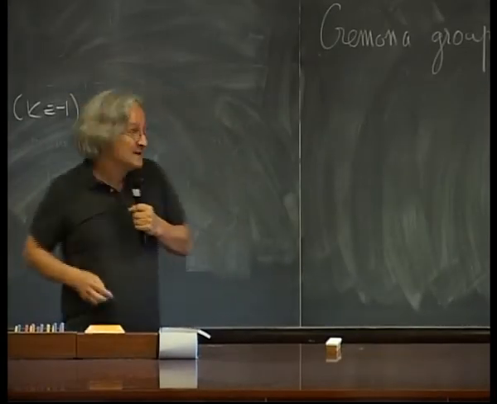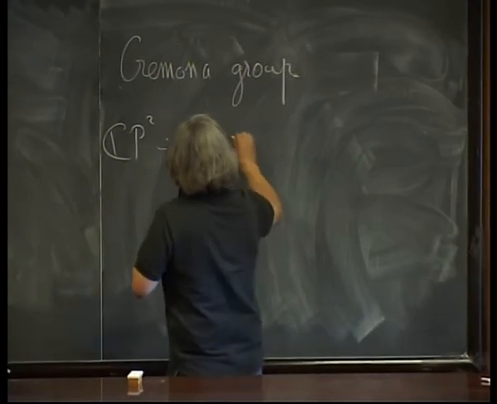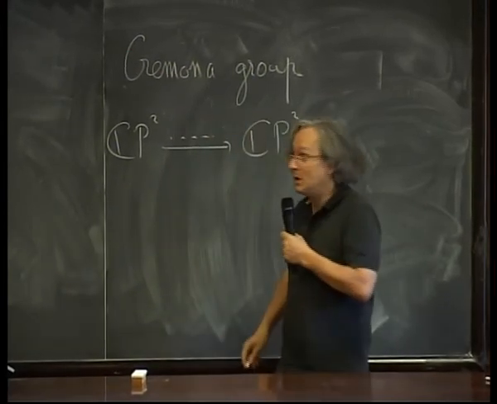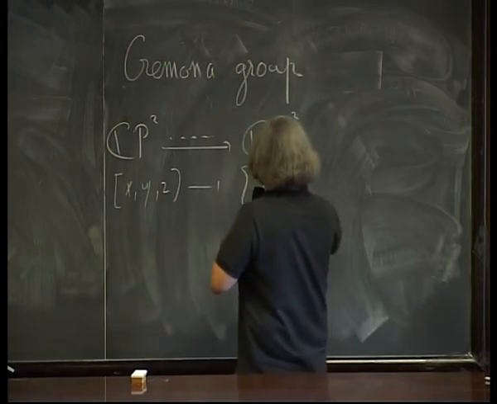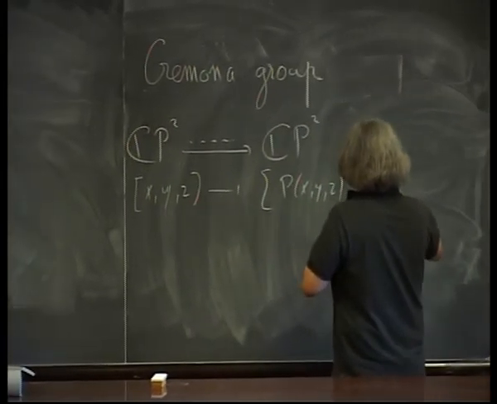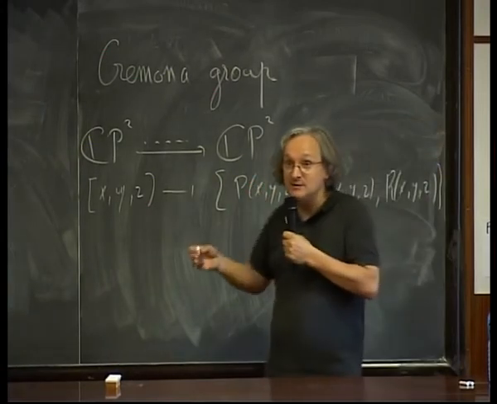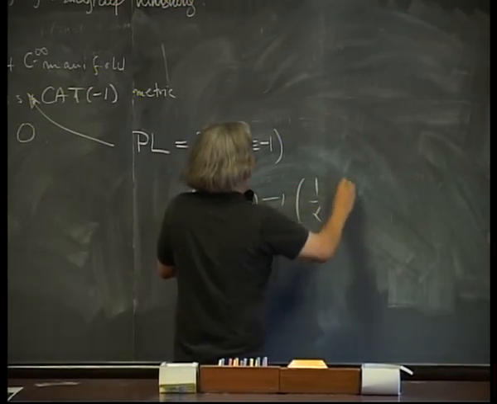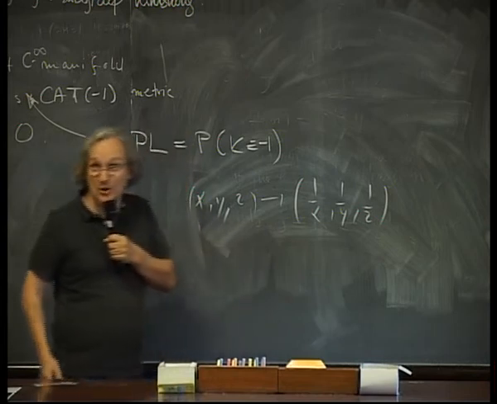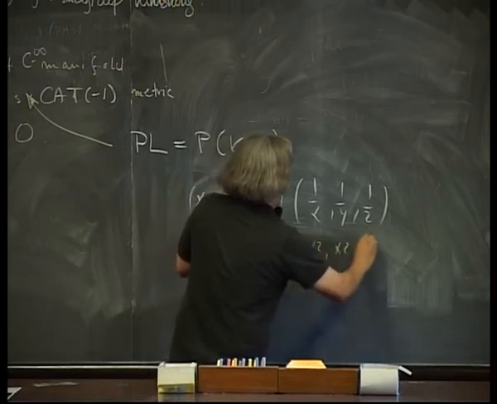So the Cremona group, let's say in CP2, is just the group of birational transformations from CP2 to CP2. So it's a map which, in homogeneous coordinates, maps x, y, z to three homogeneous polynomials P(x,y,z), and which is such that it has an inverse which is polynomial too. So a typical example would be x, y, z goes to 1 over x, 1 over y, 1 over z. But of course, these are not polynomials. But if you multiply the three coordinates by xyz, you get yz, xz, and xy.